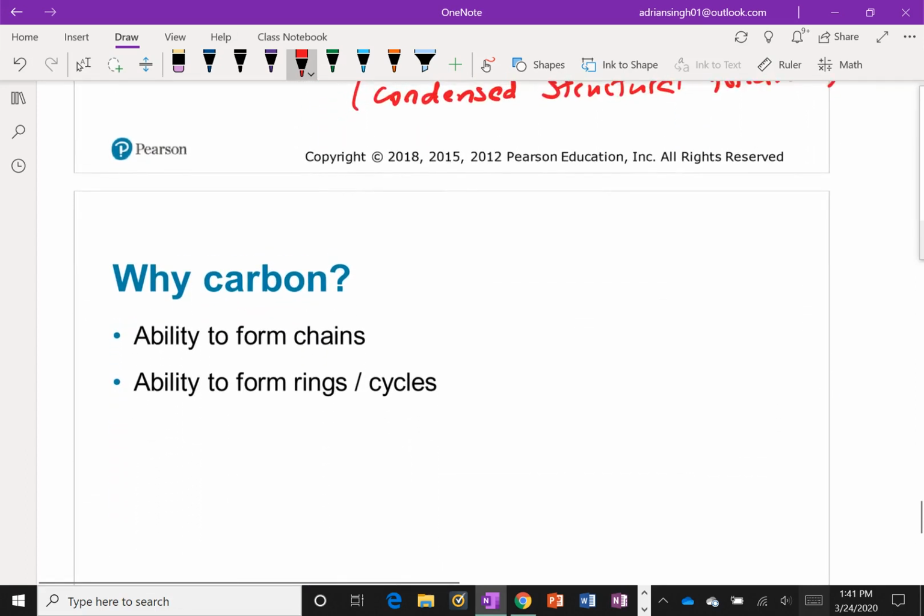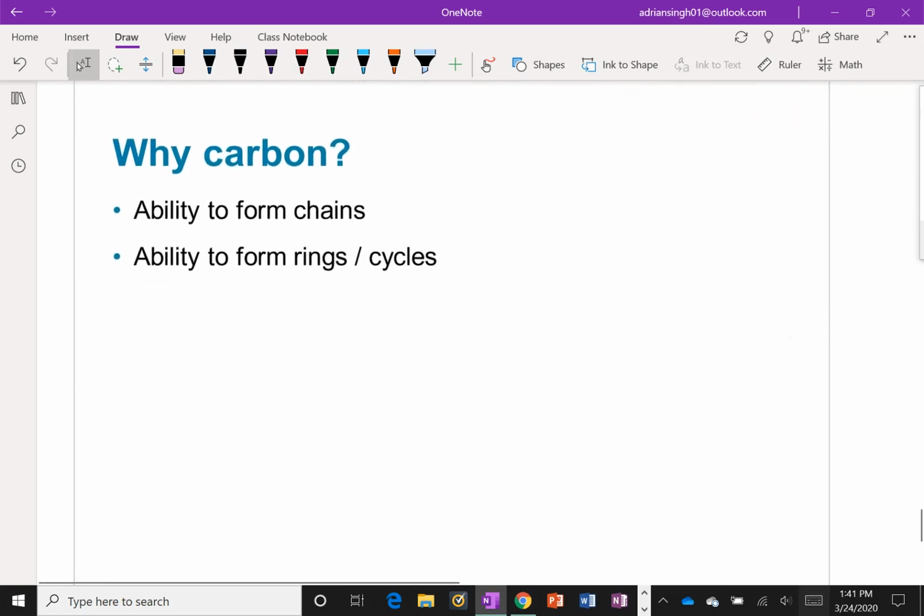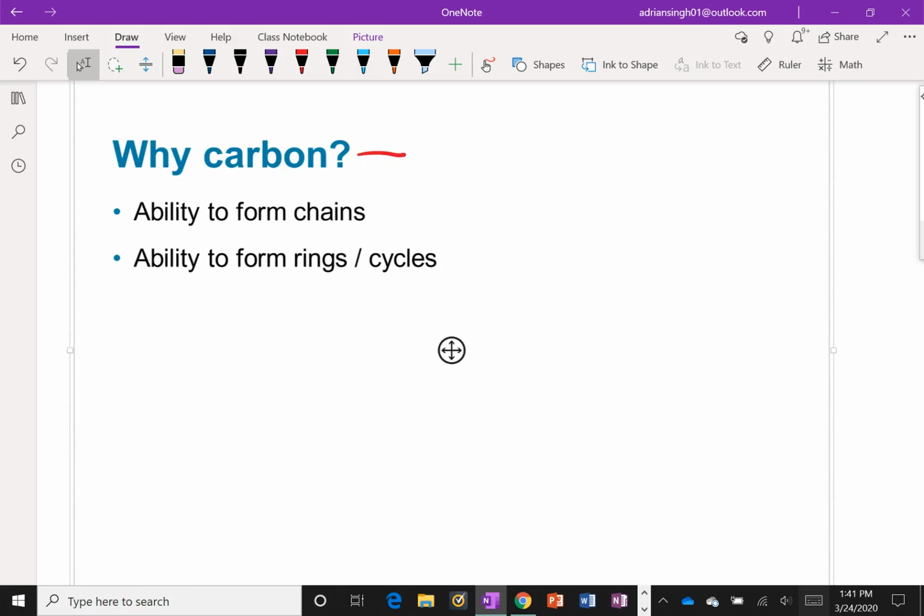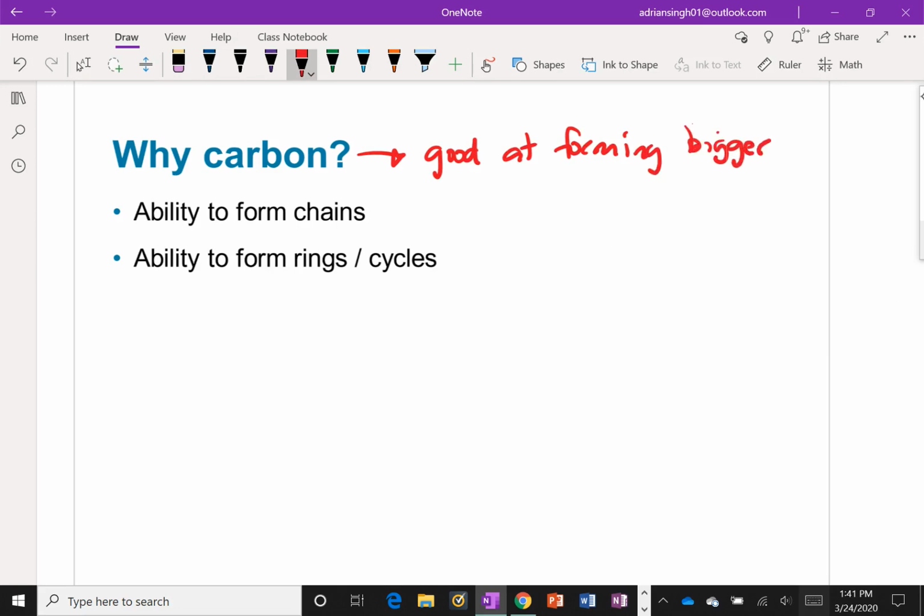So let's just finish up this subsection talking about why we want to focus on carbon, and why, for instance, life on planet Earth has evolved to be a carbon-based life form. Well, it has to do with the ability of carbon to form bigger and bigger things. Carbon is good at forming bigger structures. We are all carbon-based life forms. Carbon is sort of the backbone of everything in us and around us. And that has to do with the ability of carbon to form chains.